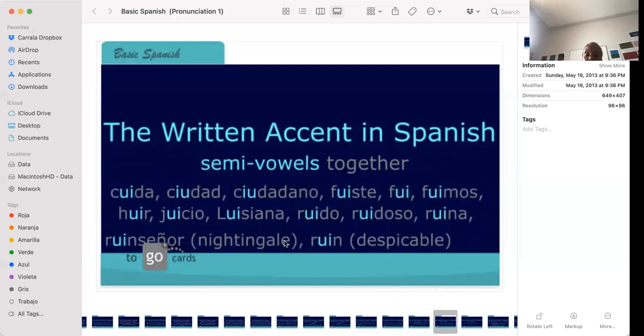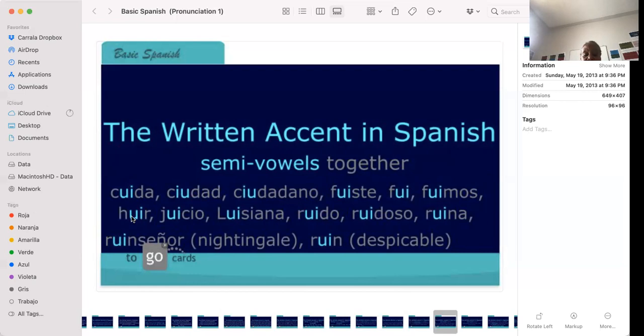I have problems with this card. I made the card, I acknowledge that. But I think in some of these words, the I is strong, not weak. So I'm just going to do the ones in which the U and the I are definitely two semi-vowels. Cuida, cuídate, cuida. Fuiste, fui. Here the U and the I are coming together, semi-vowels coming together. In ciudad, no. I made the card, I acknowledge that, but no.